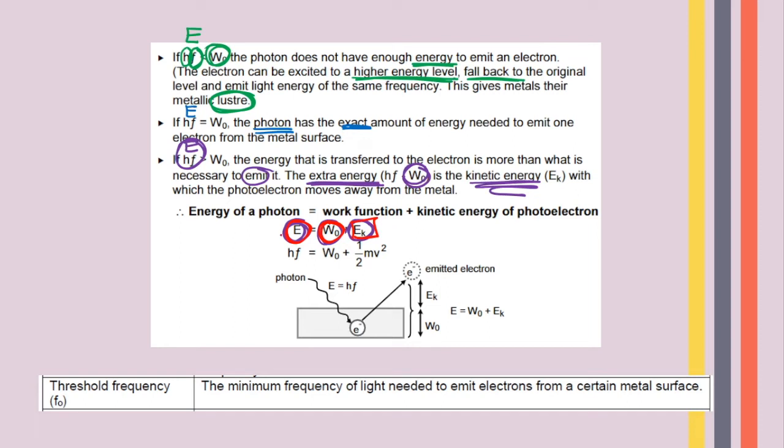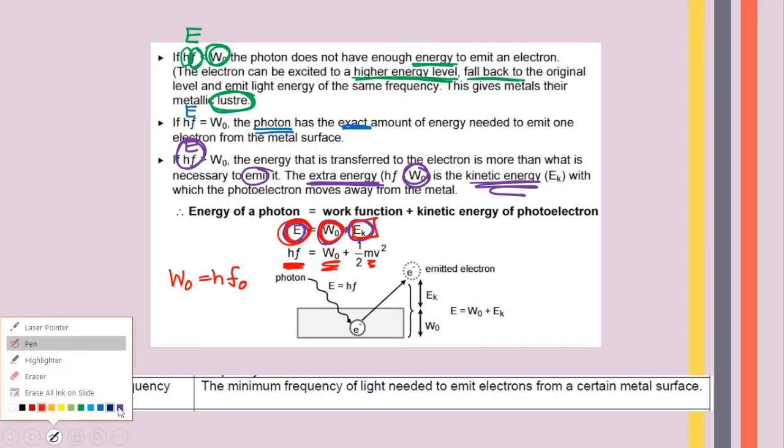Expanding these equations, we say that energy is equal to Planck's constant multiplied by frequency. We have the work function. In a moment, you're going to find that the work function is equal to Planck's constant multiplied by the threshold frequency. I'll explain that in a second. Ek will be equal to half mv squared, where m is the mass of one electron, because these are electrons that are being emitted. So, back to this threshold frequency.